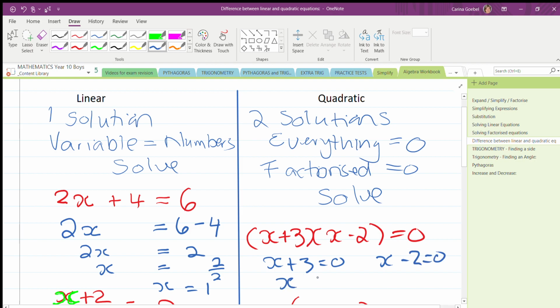So therefore x is equal to minus 3 and x is equal to 2. There, can you see you've got your two solutions. See, we've said a quadratic has two solutions.